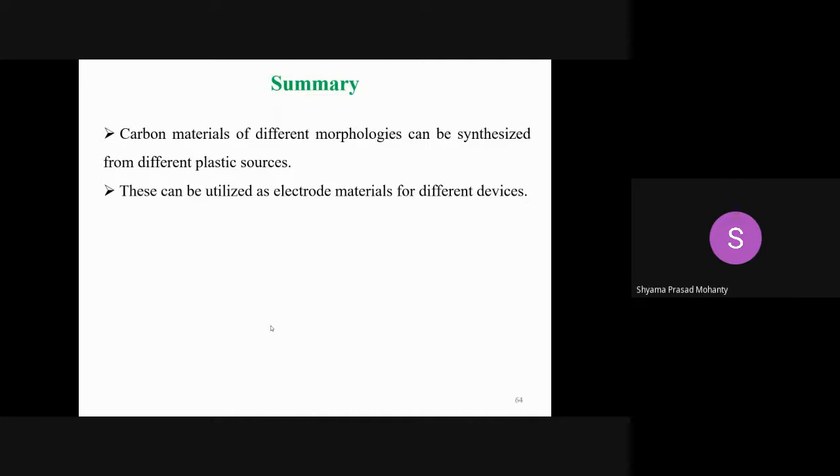So let's summarize what we have discussed. We discussed the different carbon materials. We have different morphologies which can be synthesized by different approaches from different plastic sources. So instead of discarding the plastics, we can utilize them for preparation of different types of carbon nanostructures, and they can be utilized in devices like solar cells, batteries, and supercapacitors as electrode materials, and they are also as efficient as compared to others.